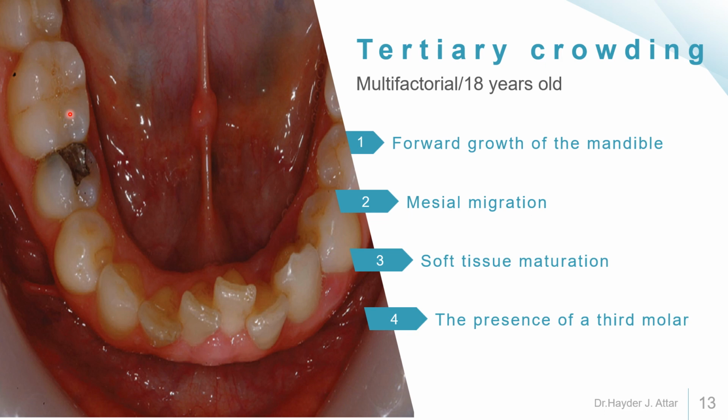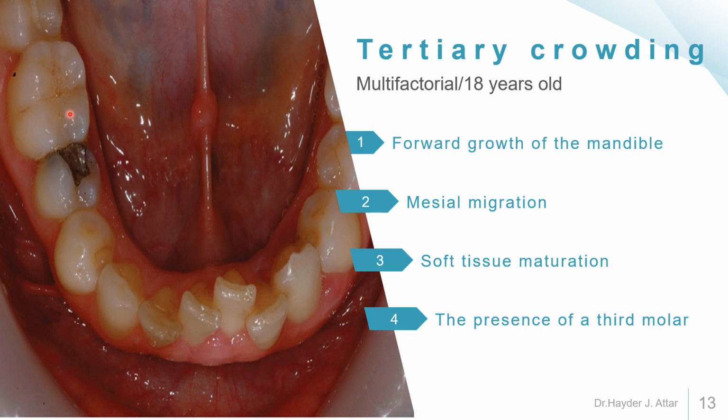Finally, the presence of the third molar. The third molar here prevents the pressure that develops anteriorly due to mandibular growth or soft tissue pressure. This pressure should be dissipated distally, but the presence of the third molar prevents the dissipation of the pressure of the soft tissue and mandibular growth forward distally, and this causes late incisor crowding.